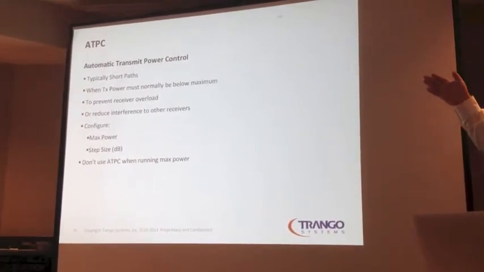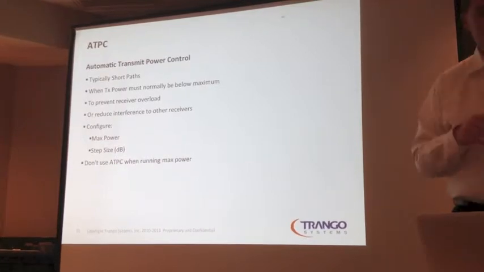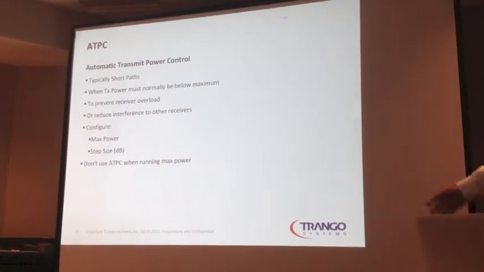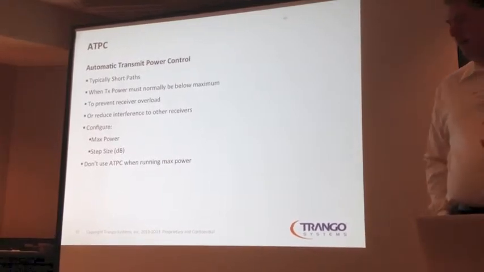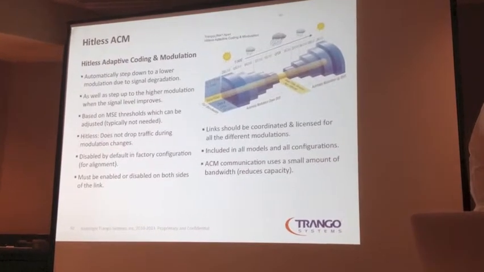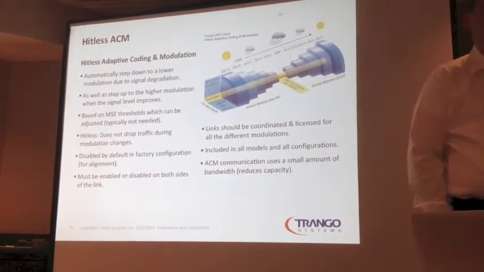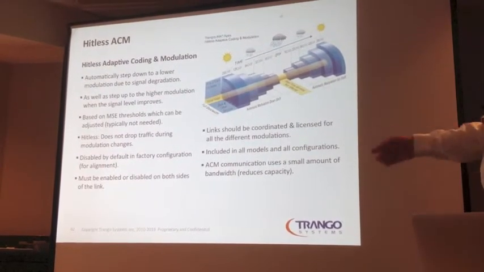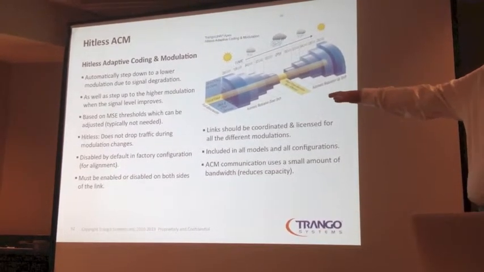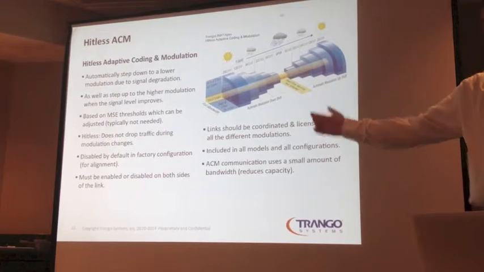Okay? Prevent receiver overload. We talked about how the Europeans use this to reduce interference to other receivers. Don't use ATPC when you're running the max power, unless you're using it in conjunction with the ACM. Okay? Remember, this is how the ACM works. It shifts down through the modulations as rain fade comes through, then it shifts back up, completely hitless as it goes.